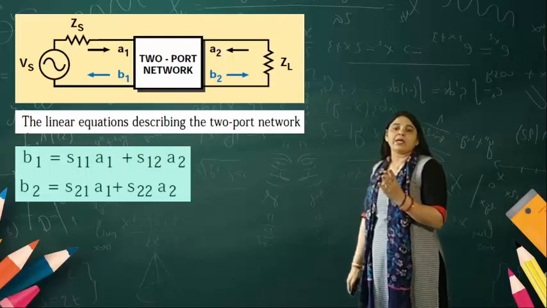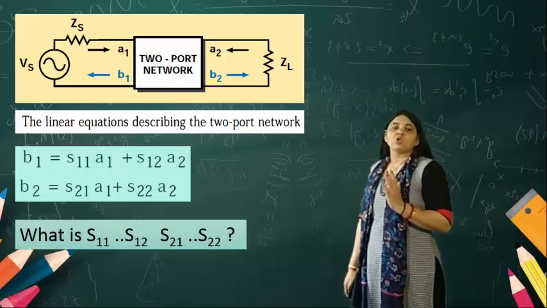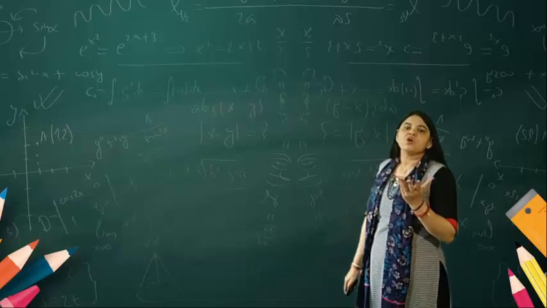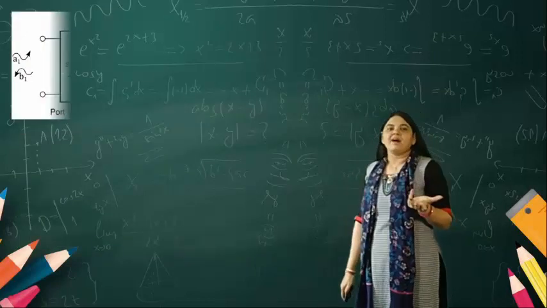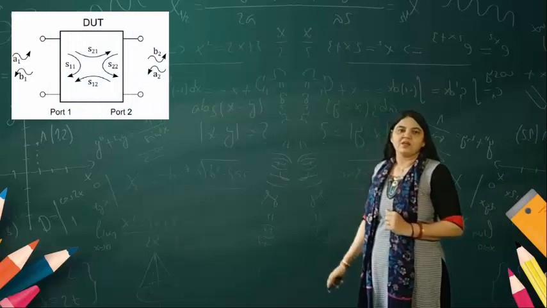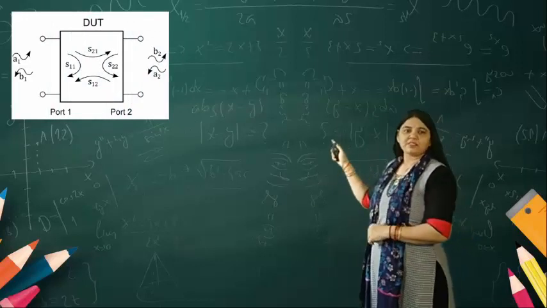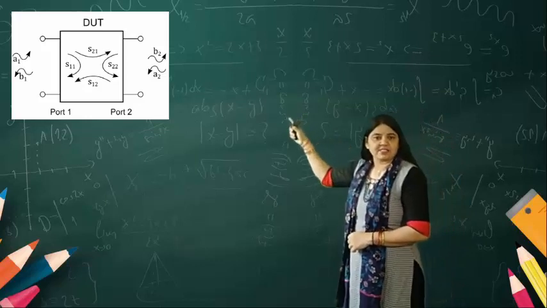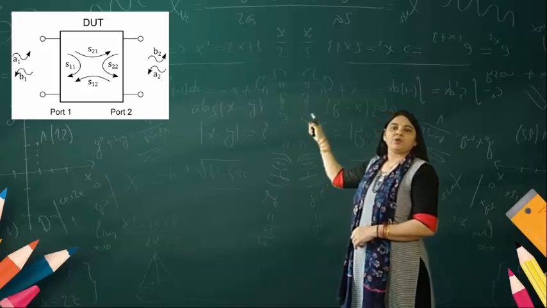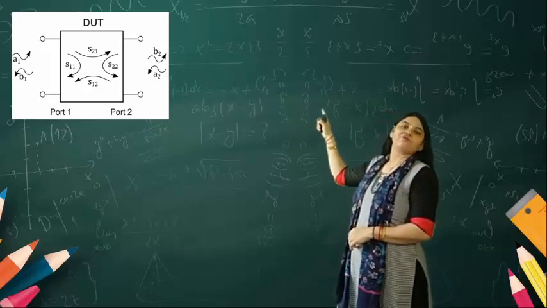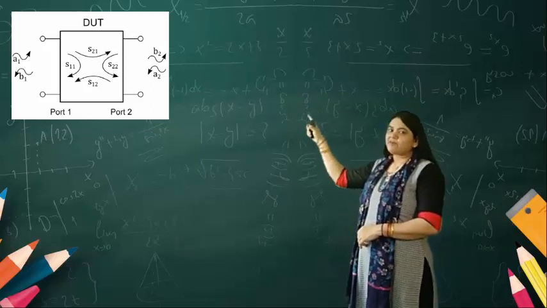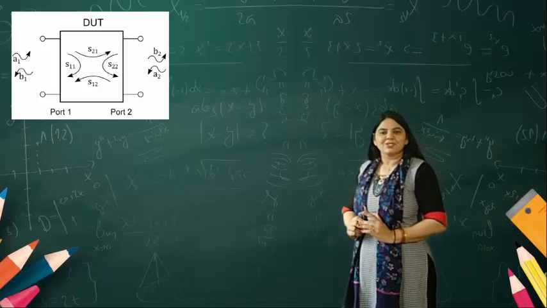of any microwave component. So S11, S12, S21, S22, what are they? They are the microwave parameters, S parameters. Here in this diagram, you can see that A1 is the incident wave, B1 is the reflected wave from port number 1, A2 is the incident wave from port number 2, and B2 is the reflected wave from port number 2.